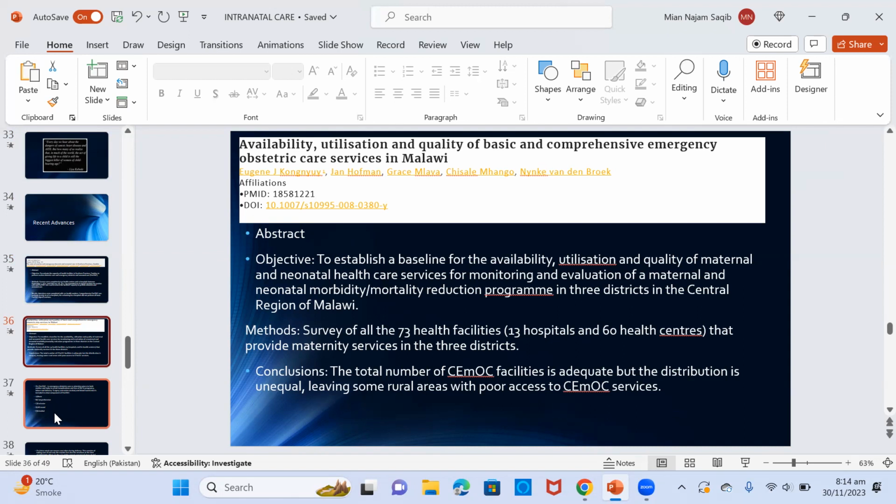Objective: to establish a baseline for the availability, utilization, and quality of maternal and neonatal healthcare services for monitoring and evaluation of a maternal and neonatal morbidity mortality reduction program in 3 districts in the central region of Malawi. Method: survey of all 73 health facilities that provide maternity services in all 3 districts. And the conclusions were that the total number of the EmONC facilities is adequate, but the distribution is unequal, leaving some rural areas with poor access to these services.